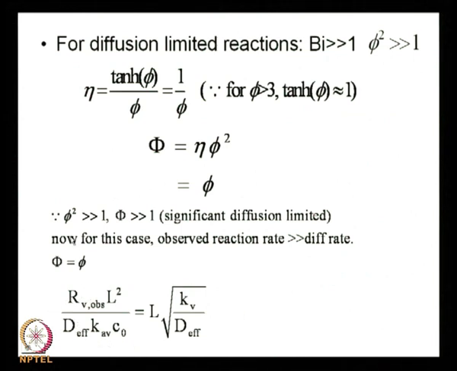So, observed reaction rate. What you do is on the left hand side you substitute the observed Thiele modulus, and on the right hand side you substitute the square root of the intrinsic Thiele modulus. One of the L's cancels out over here. So, you get the observed reaction rate equals the square root of kV over D effective, one D effective cancels out here, sorry. So, square root of kV times D effective times kV C naught over L. Okay. So, this is my observed reaction rate.